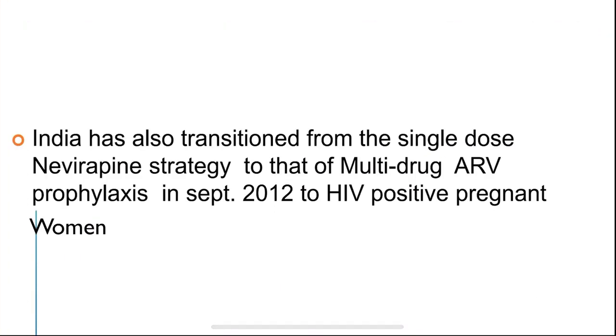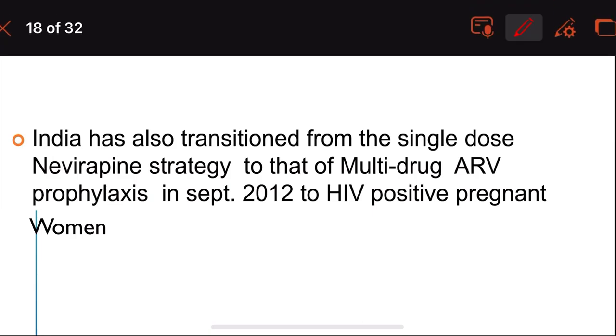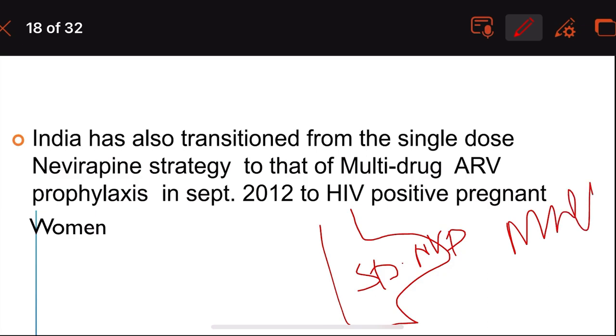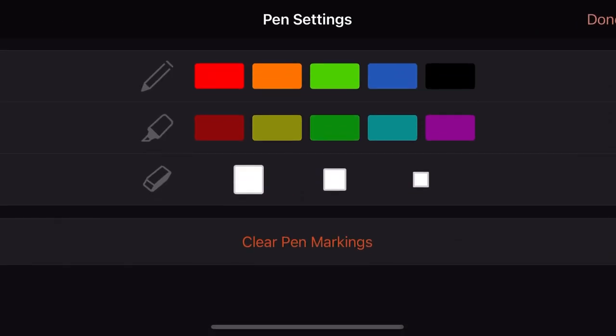India has also transitioned from the single dose Nevirapine strategy to that of a multi drug ARV prophylaxis. So we see that India has now advanced, where they are not giving just a single dose, but now they are giving a multi drug ARV prophylaxis in September 2012 to HIV positive pregnant women. So before they used to give only single dose Nevirapine, but now multi-drug ARV is given to the HIV positive pregnant women.